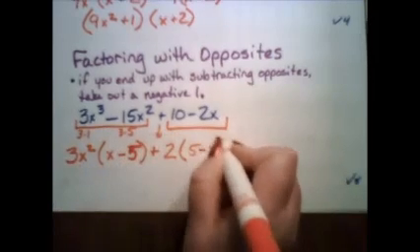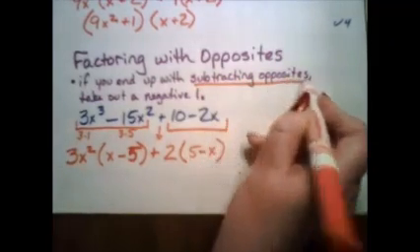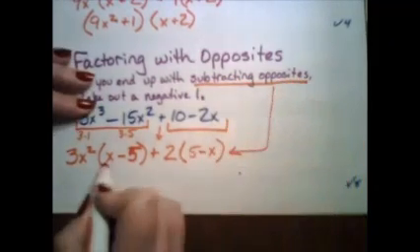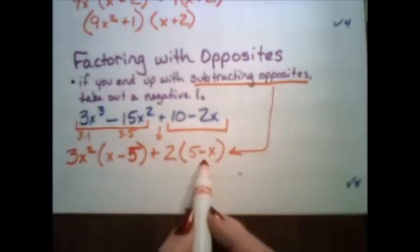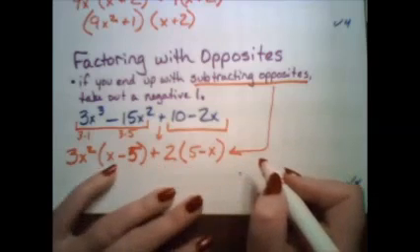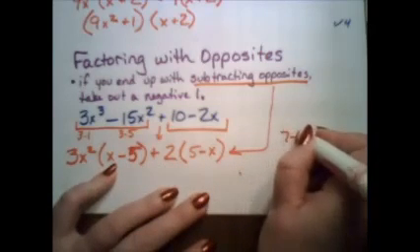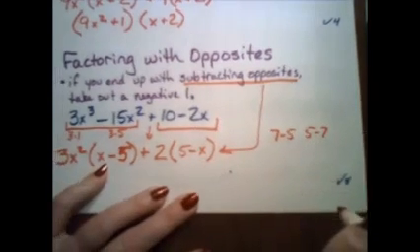5 minus x. Now, if you end up with subtracting opposites, check out what I have. I have x minus 5 and I have 5 minus x. Now, this is not the same thing as x plus 5 and 5 plus x. Because if you made x a 7, 7 minus 5 and 5 minus 7, these are not the same thing.